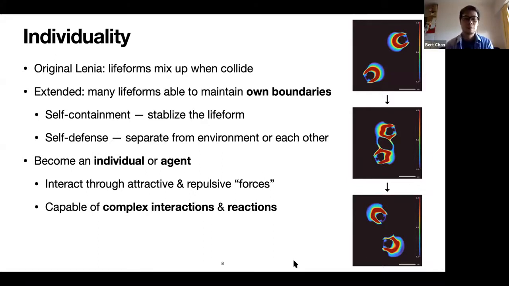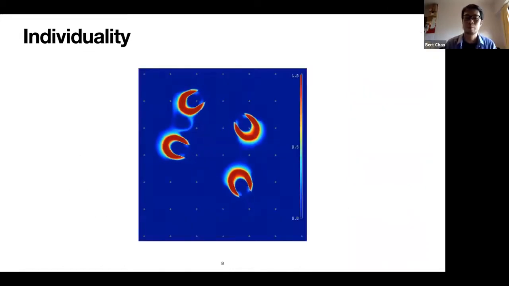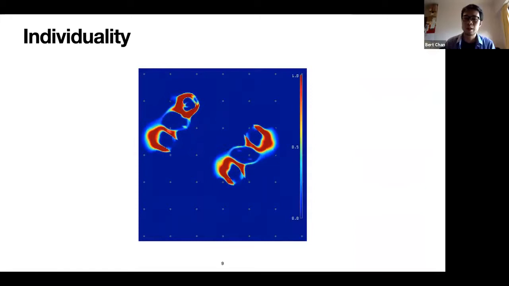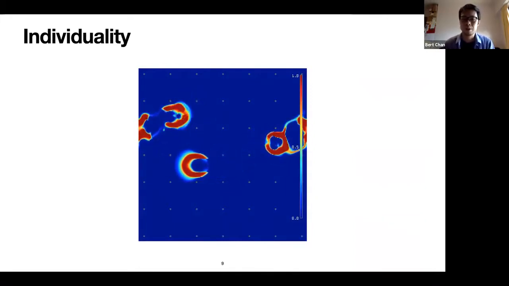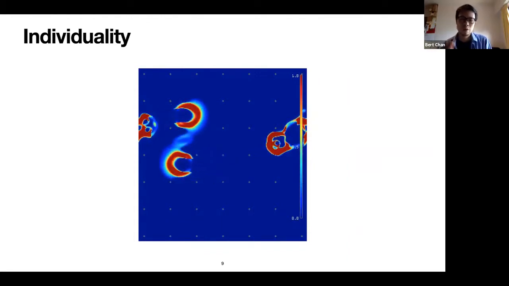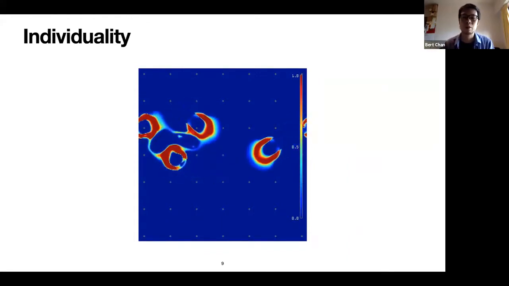So in this system, the life forms become individuals or agents. These agents interact with each other with attractive or repulsive forces, and they are capable of more complex interactions or reactions. Like these creatures, you can see the attractive and repulsive forces in between, and they try to maintain their shape even when they're colliding.